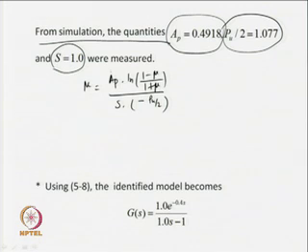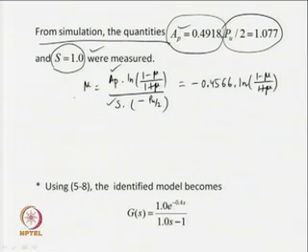As I know Ap and S are already obtained from the measurement, this is equal to minus 0.4566 times ln of (1 minus mu) by (1 plus mu). So, when this nonlinear equation mu is equal to minus 0.4566 times ln of (1 minus mu) by (1 plus mu) is solved, the solution gives us mu is equal to 0.4918.